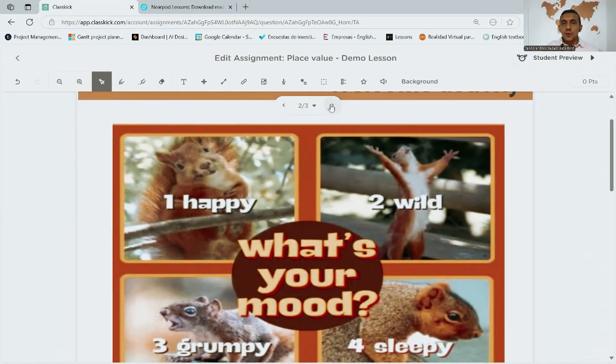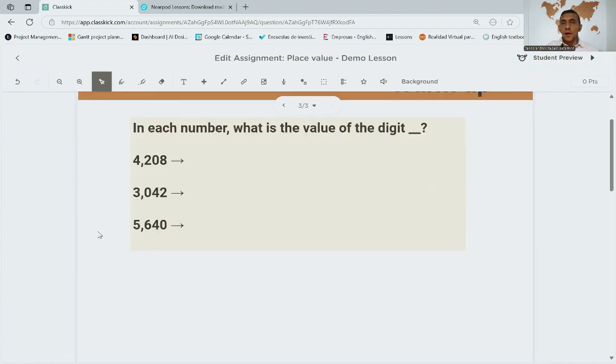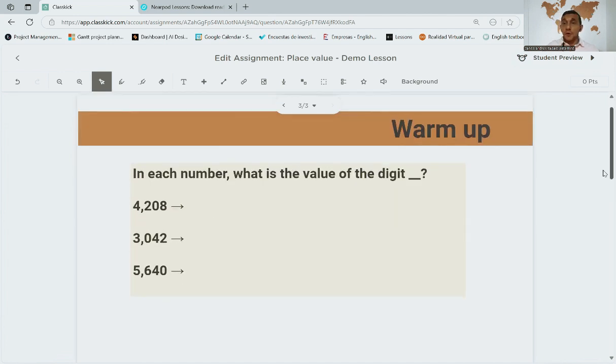Okay, so let's continue with our next slide. Here we have a warm-up activity. Remember that we're talking about place values. Today you are going to participate in this activity, but first let me show you how to solve this first one. In each number, what is the value of the digit? I'm going to say the digit, and you're going to say tens, hundreds, units, and so on, okay?